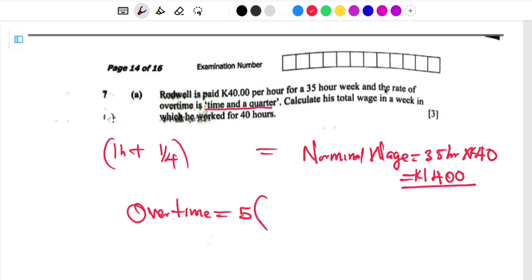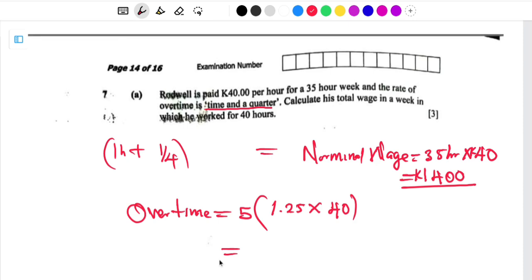Since it was saying the rate of overtime is time and a quarter. Time and a quarter is this one here, which is 1 hour plus a quarter. So we have 1 hour plus a quarter. A quarter, when I divide here, I'm going to get 0.25. So meaning when I add 1 and 0.25, I'm just going to get 1.25. As simple as that. Okay, so let me just write it direct like 1.25. Now this 1.25, I need to multiply it by the amount of money that he was receiving per hour. In this case, it is 40 kwacha.